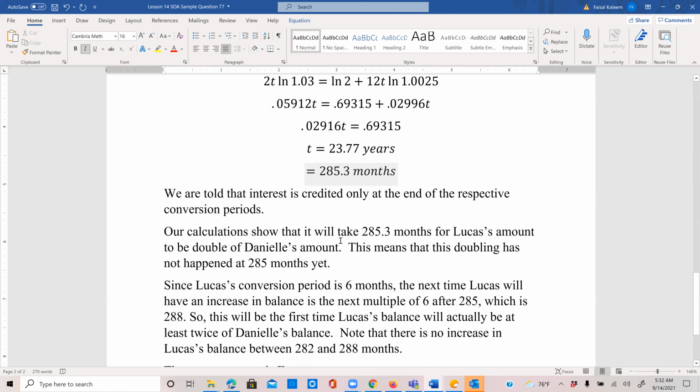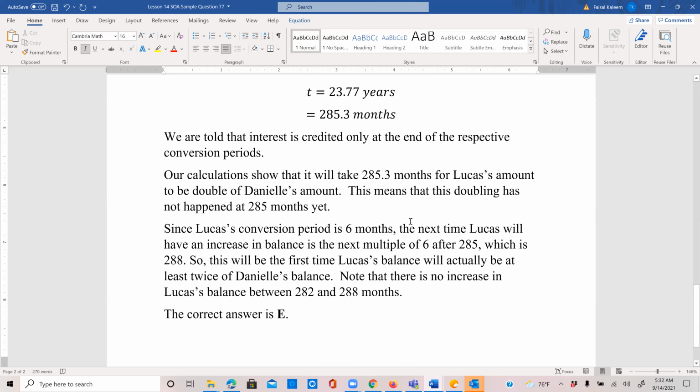Now let's suppose that we didn't have this condition that the account was being credited only at the end of each conversion period. Let's say it's credited at the end of each month. In that case, it would be the next month after 285.3, which is 286 months. And if it was being continuously credited, then it would be 285.3 months.